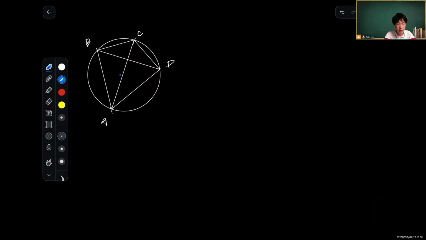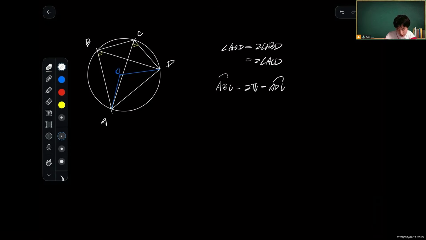aside from segment AC. In this case, when we connect these lines, we have the famous identity that the central angle is double its angle on the circle. And similarly, it is also equal to twice angle ACD. That means angle ABD is equal to ACD. So important property. And also, since the arc ABC is equal to 2 pi minus the arc DC, that means the angle ABC is equal to 180 degrees minus the angle ADC. And of course, these are the basic angle facts.